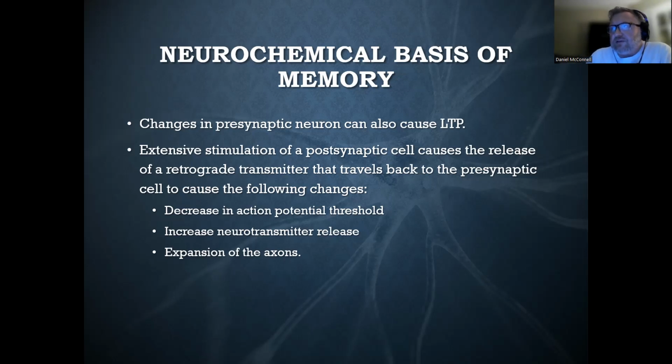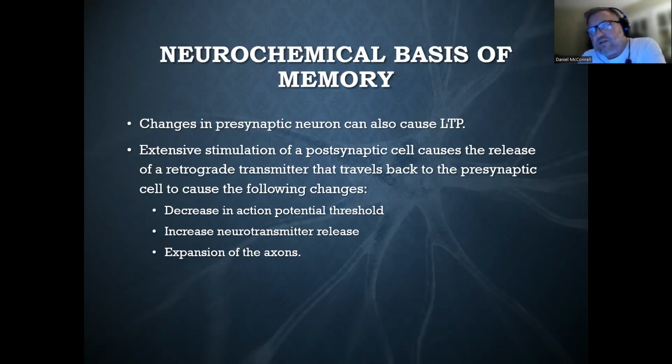Well, what happens here is that as we repeatedly stimulate that postsynaptic dendrite, not only is the dendrite growing, but the dendrite releases a neurotransmitter of its own. These are called retrograde neurotransmitters because they travel backwards. Normally we're thinking about neurotransmitters going from the axon to the dendrite, but these retrograde transmitters go from the dendrite back to the axon. So this signal causes changes in the presynaptic neuron.